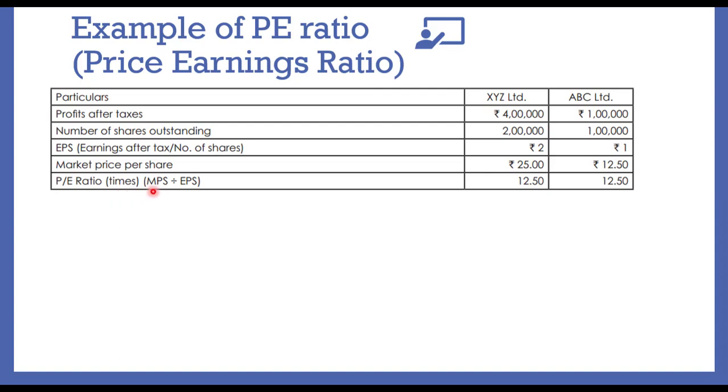So here MPS, market price per share, divided by EPS, earnings per share. Market price is 25, divided by EPS of 2, we get 12.50 for XYZ Limited. And for ABC Limited, it is very simple: 12.50 divided by 1, we get 12.50. So these are nothing but times.